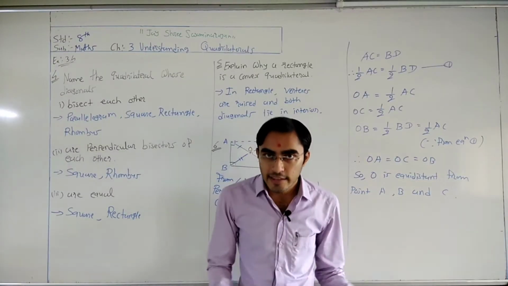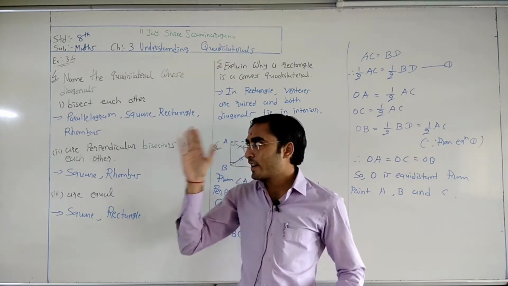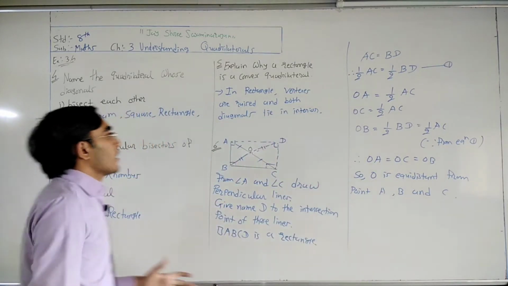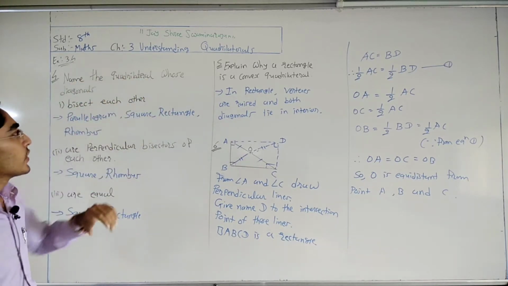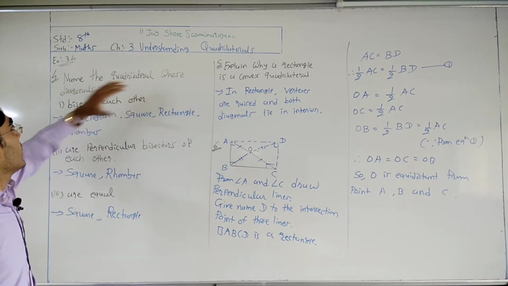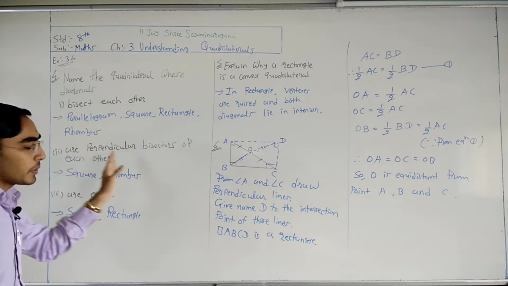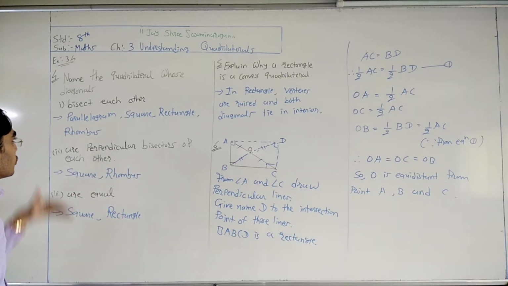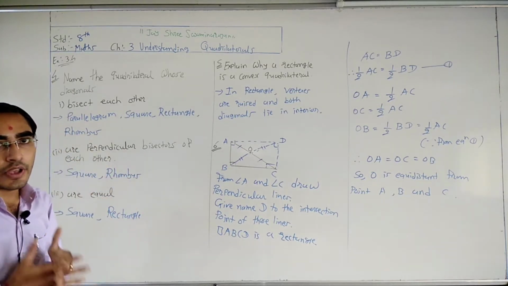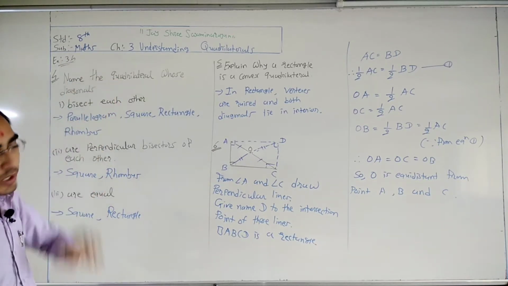Then next is question number 4. First of all, read this question. Here in question number 4, name the quadrilateral. Name the quadrilateral whose diagonals bisect each other, are perpendicular bisectors of each other, and are equal. So total 3 internal equations are there. Here we need to write the name of the quadrilateral.